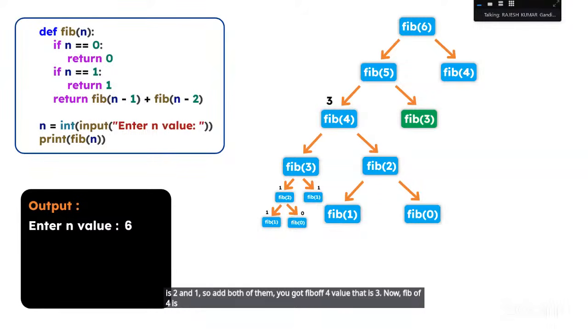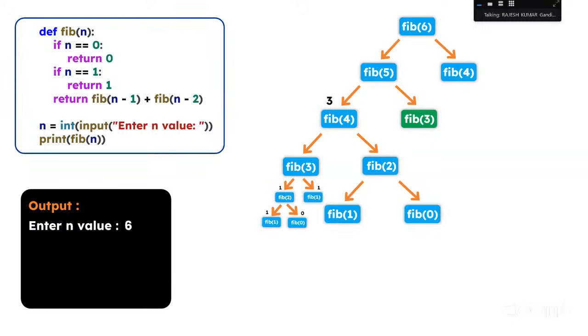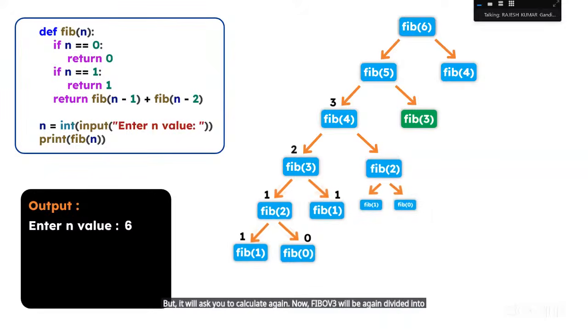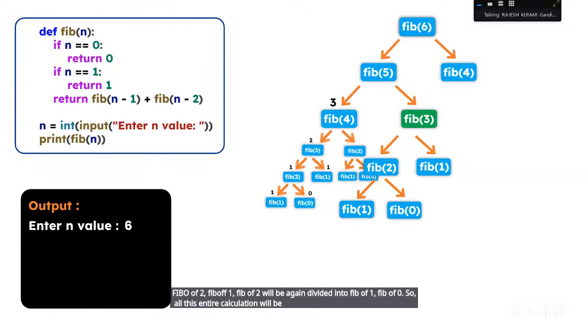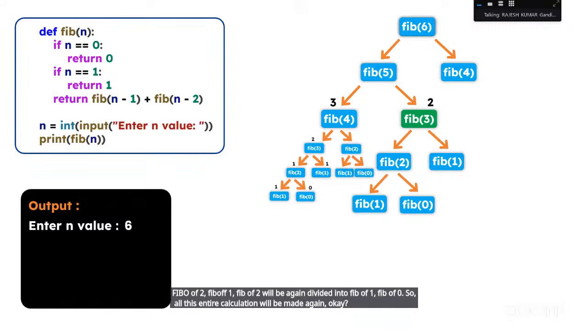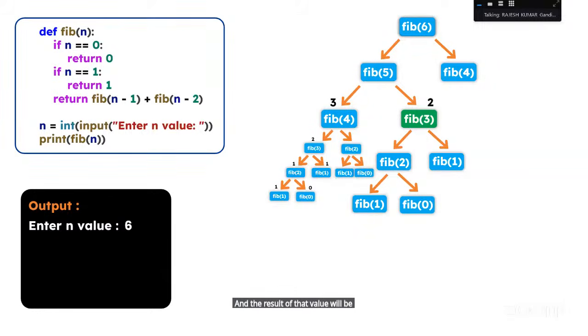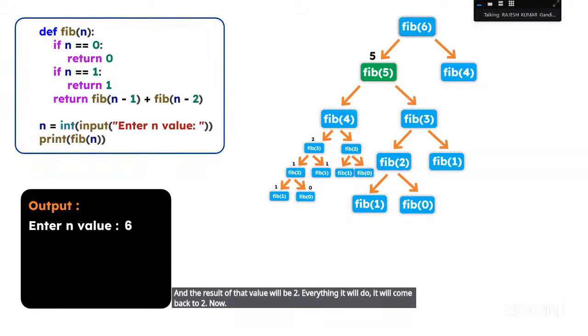Fib of 3 you have to calculate again, the right wing of it. You see, we have already calculated it, but it will ask you to calculate again. Now fib of 3 will be again divided into fib of 2, fib of 1. Fib of 2 will be again divided into fib of 1, fib of 0. So all this entire calculation will be made again. And the result of that value will be 2. Everything it will do, it will come back to 2. Now, if you add these two values, you will get 5.